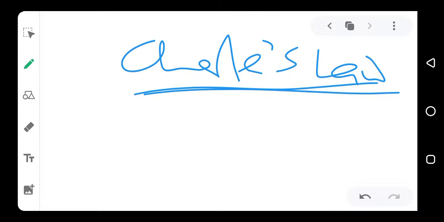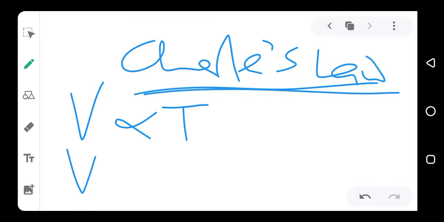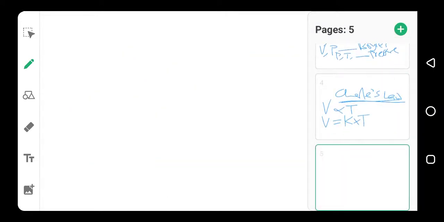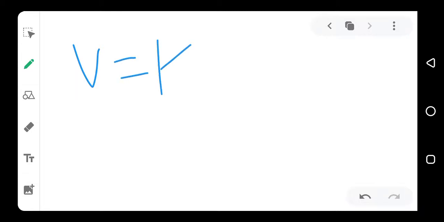And we know that in mathematics, we use this sign to represent proportionality or variation. So volume varies directly with temperature. For Charles law, we are deriving the mathematical expression. Now this means that V, if you want to clear the sign of proportionality, we introduce an equality sign and put a constant K times T. Now this means that V is equal to KT.